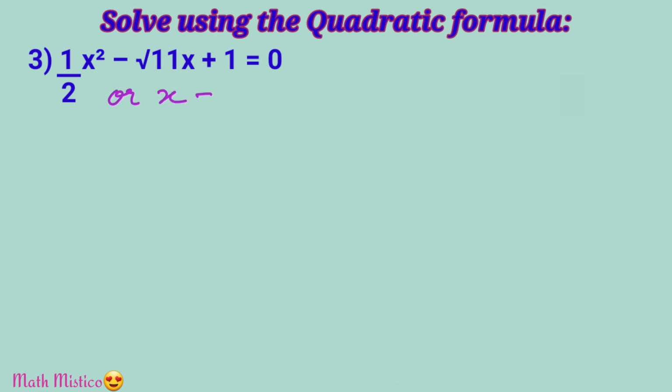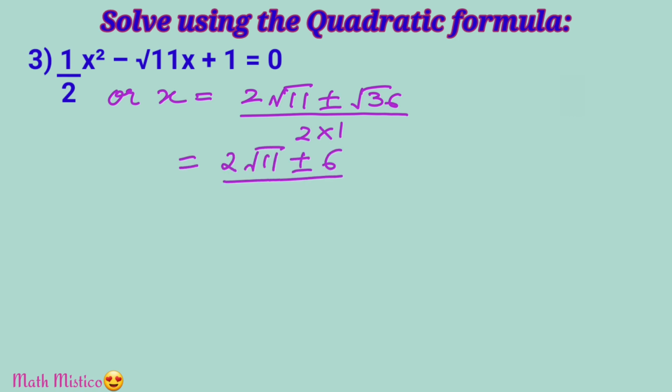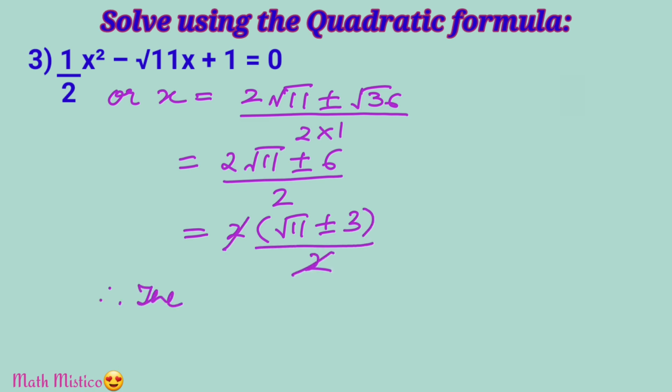Therefore, the roots are real in this case also and are given by x equal to 2 root 11 plus minus root 36 upon 2 into 1, which is equal to 2 root 11 plus minus 6 upon 2. You can observe that 2 is a factor of each term in this expression. So we can simplify it further by taking common and cancelling this 2. Numerator becomes 2 inside bracket root 11 plus minus 3, and this 2 cancels with the denominator. So the two roots are x equal to root 11 plus 3 and root 11 minus 3.